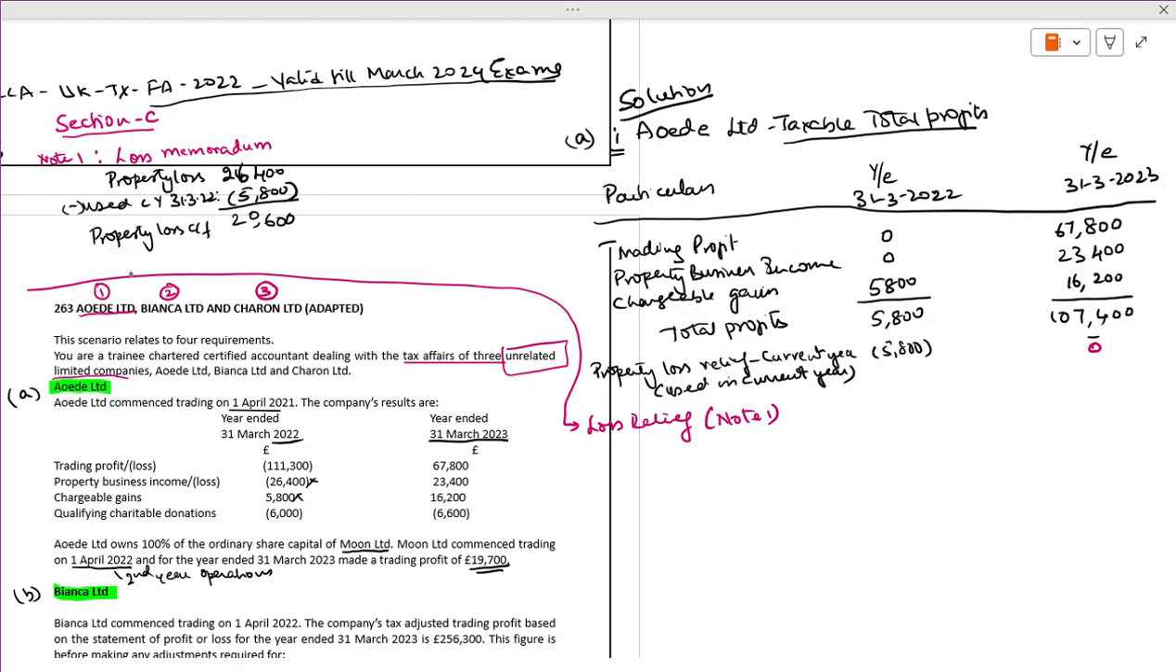Now how much is there? We have to add trading loss. Trading loss is how much? 111,300. Okay, it comes to 131,900.